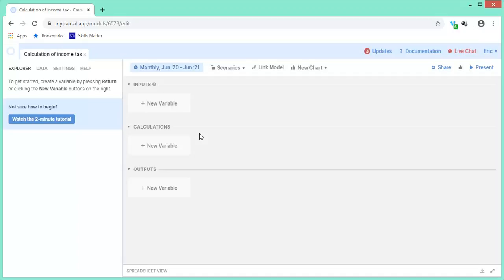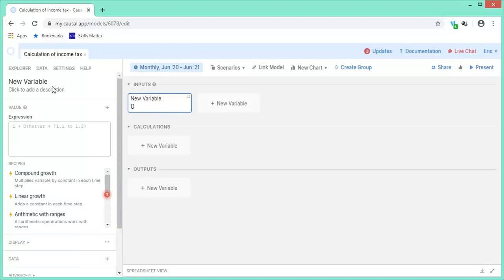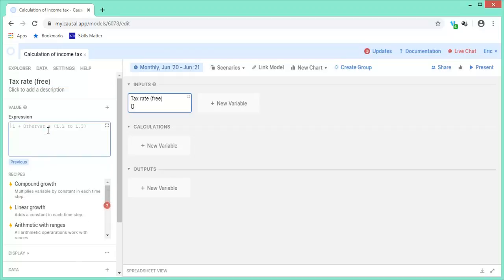Okay, so we have to input the variable. So we'll start with the inputs. Now our first input will be the tax rate for the personal allowance. So the personal allowance is the amount of income you get that is not taxed. So that's if you make less than £12,500, and so that tax rate will be 0%.